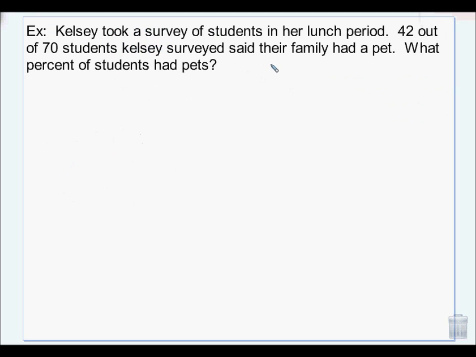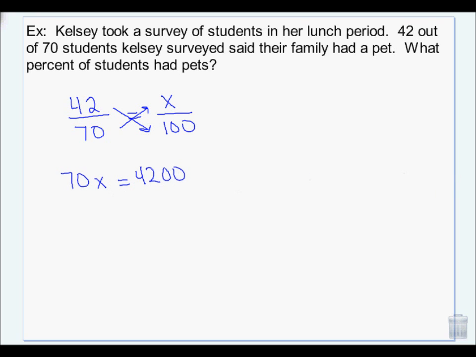Lunch survey. Woohoo. 42 out of 70 students said their family had a pet. What percent of students had pets? So I have 42, that's my part. 70 is my whole, and that's the same as some percent over 100. So I'm going to multiply 70 times x and 42 times 100. I'm going to get 70x is equal to 4,200. Divide by 70, and I'm going to get x is equal to 60. So that's 60%.